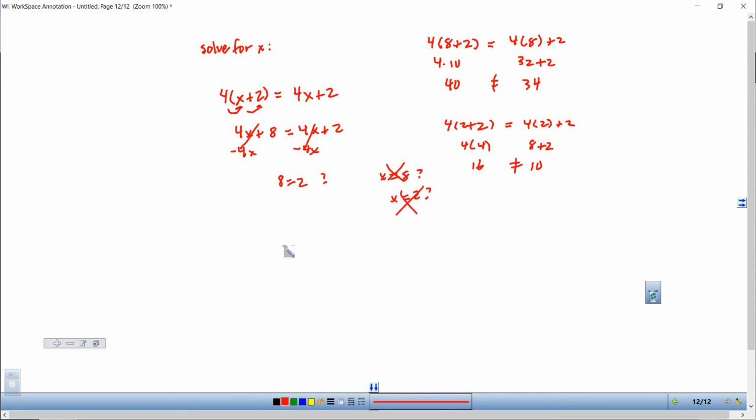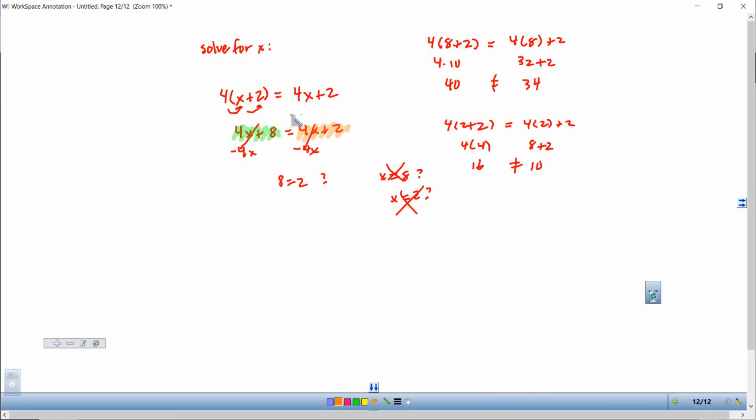Well, 8 didn't work. 2 didn't work. What's going on here? All right, stop and think about what's going on. Let's take a look right here where we have 4x plus 8 equals 4x plus 2. Well, think about it.